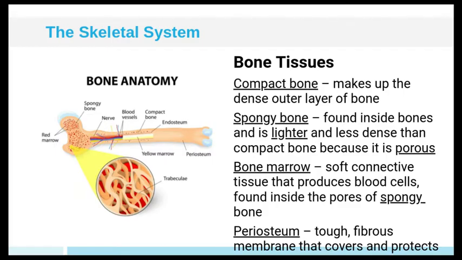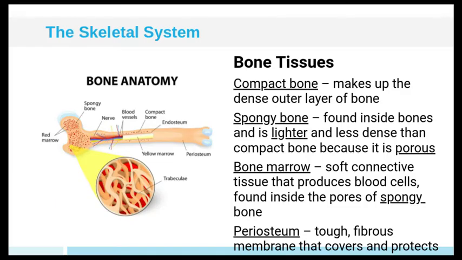Now, when it comes to bone tissues, you've got compact bone, which makes up the dense outer layer of the bone. You can see it there in the picture. You've got spongy bone, which is found inside of bones and is lighter and less dense than compact bone because it is porous, and it literally looks like a sponge. If you look at a sponge you wash your car with, or maybe one you take a shower with, it's the same kind of appearance, or at least similar.